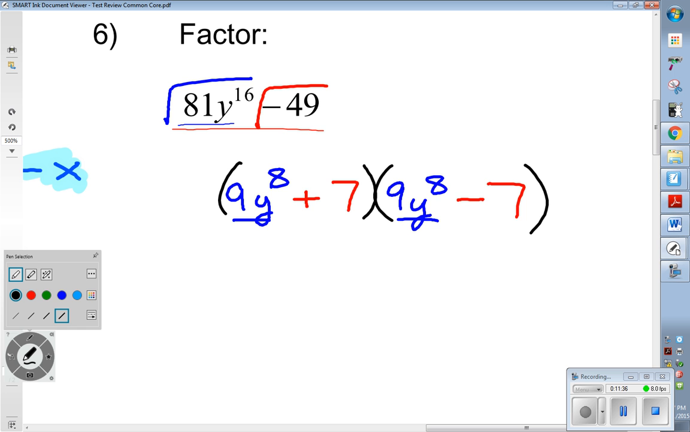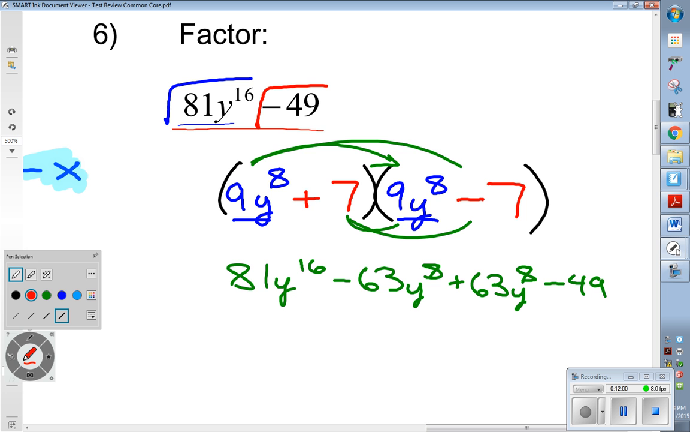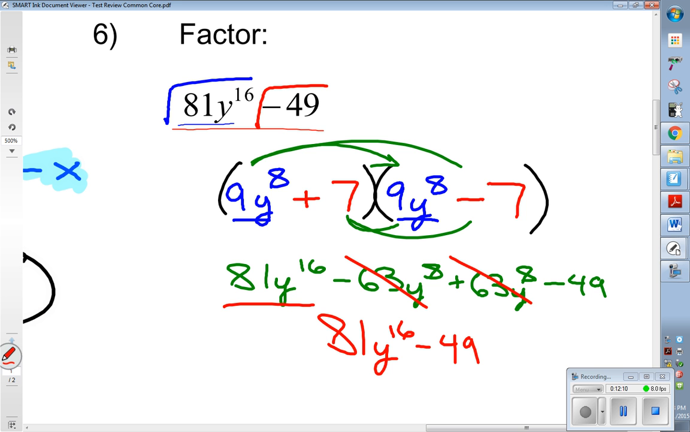But why we did this, and you can always check your work, technically if you multiply this back together, if you refoiled it out, it'd get you 81 y to the 16th minus 63 y to the 8th. And then the other one would be a plus 63 y to the 8th. And the last one would be minus 49. Notice the reason we have one being positive and one being negative is those two things would cancel each other out, which gets me back to that 81 y to the 16th minus 49. This thing and this thing. Okay? Again, this is the answer to the problem.